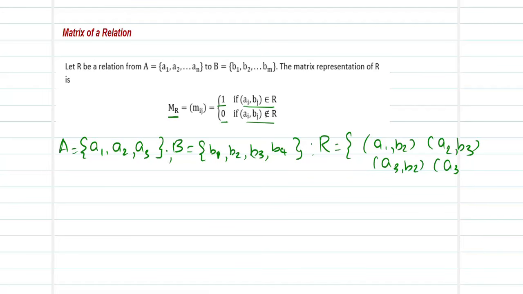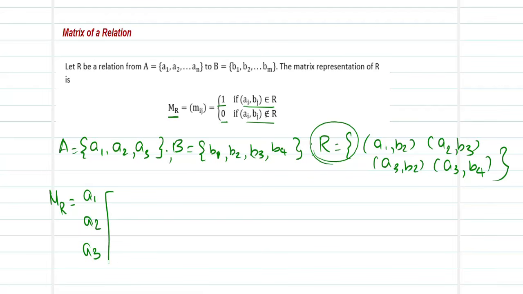Now, let us form the matrix of this relation R. So, how to frame my M_R? My M_R is from A to B. So my rows are taken as A1, A2, A3, and the columns to which the A's are mapped are B1, B2, B3, and B4. So this is going to be the structure of the matrix which I have to fill. It is going to be a 3 cross 4 matrix.